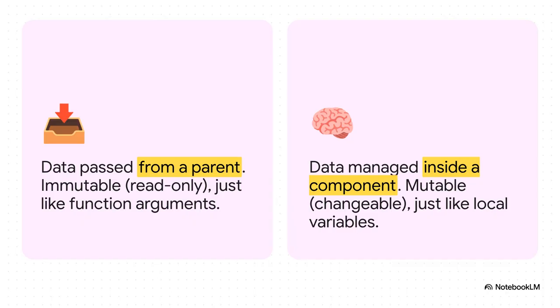So let's just make this super clear. Props are like arguments to a function. They're passed in from a parent, and they are read-only. State is like a local variable inside that function. It's managed inside the component, and it can be changed. Getting this difference is probably the single most important step to really getting React.